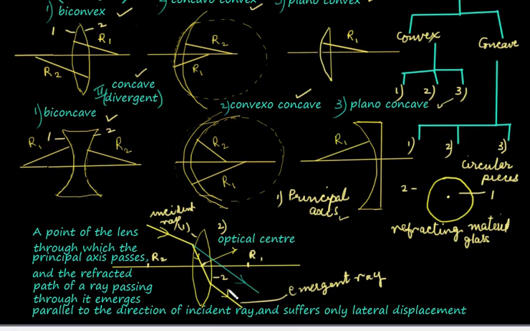So from these observations, we can define optical center. Optical center is a point of the lens through which the principal axis passes, and the refracted path of a ray passing through it emerges parallel to the direction of the incident ray and suffers only lateral displacement. I hope this definition is clear. We have included all the points that we discussed here in this definition.